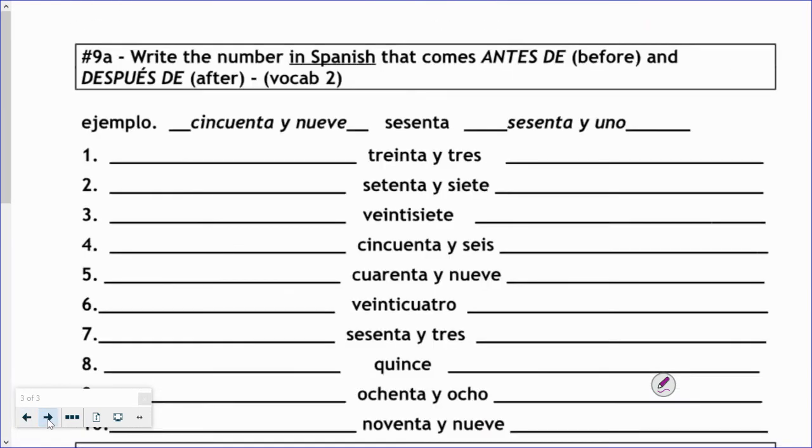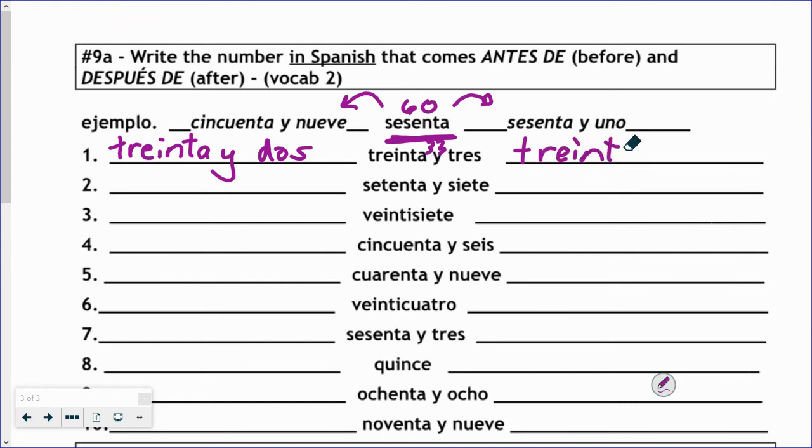And then you have page 9, which is similar to what we've done with 1 through 10 and then 1 through 20. You have this middle number. All right, so 60, right? And what comes before is 59. And what comes after is 61. So I like to write the little number above it. 33 is 33, right? So you're going to have 32 on this side, the number that comes before, and 34 on this side.